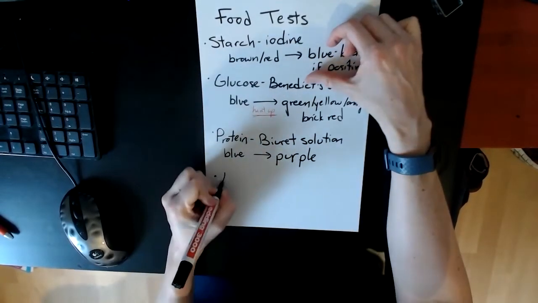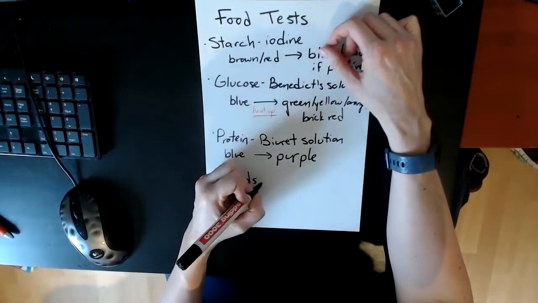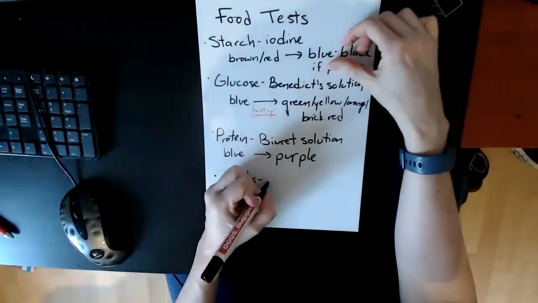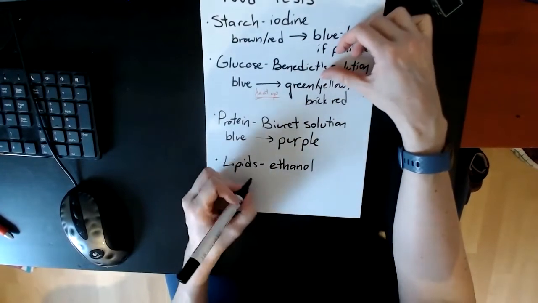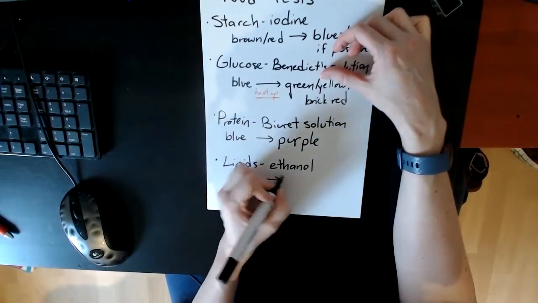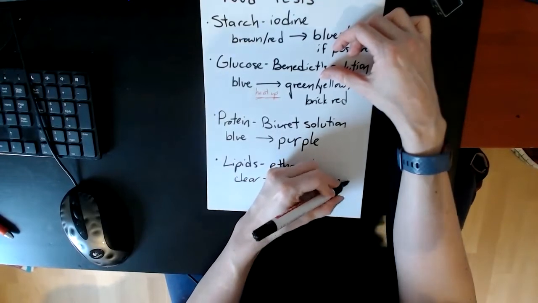Right. The fourth test is for lipids, and there are actually several ways to do this. But the easiest way to do it is that you add a little bit of ethanol or some sort of alcohol. Okay, and then you look for, originally the ethanol and your sample might be clear, but you're going to end up with a cloudy layer that sits on top.